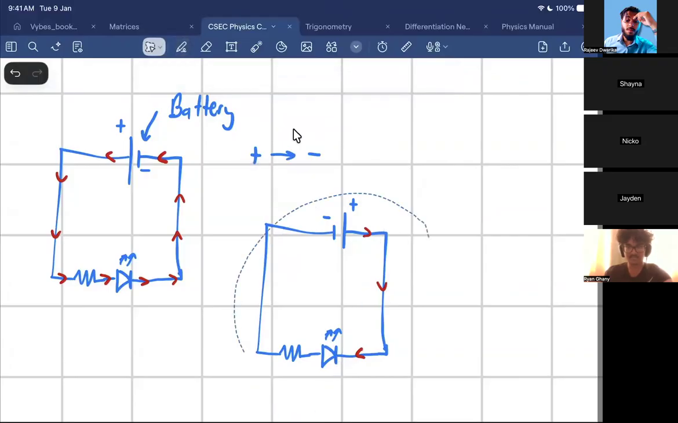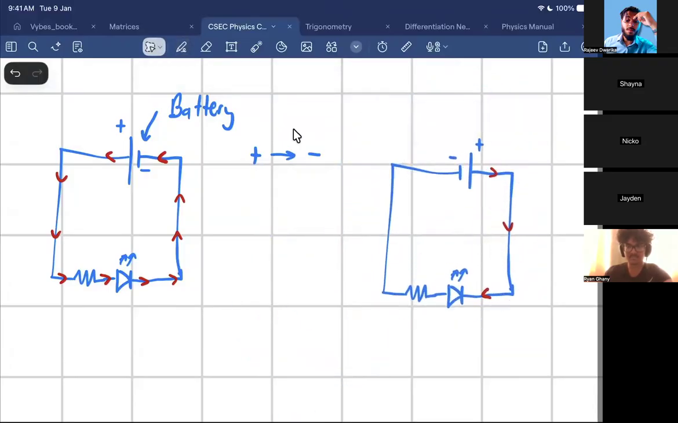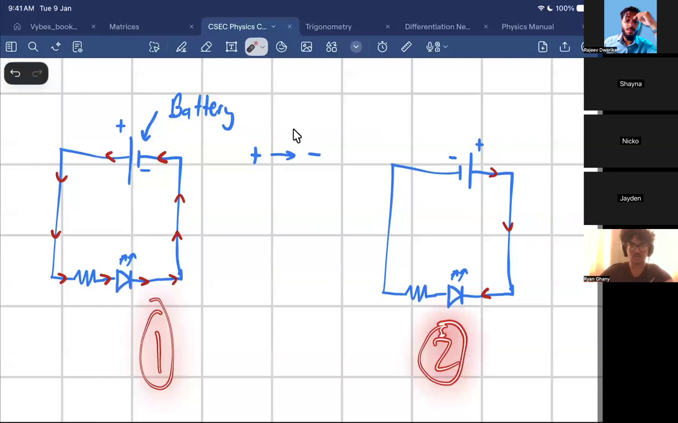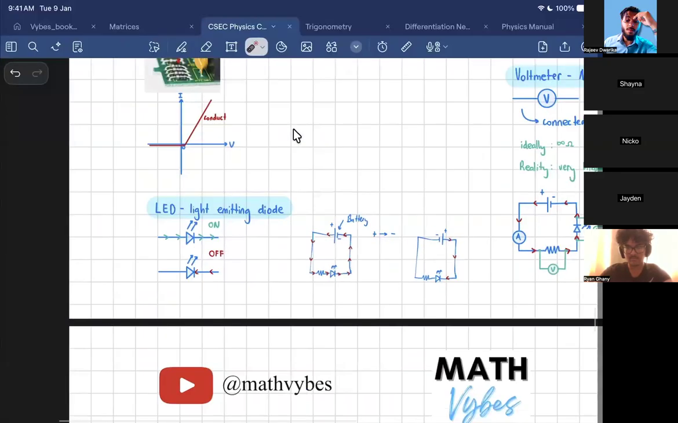So in which scenario would I say I'm in forward bias? Scenario 1 or scenario 2? Which one is forward bias? One. Which one is reverse bias? Two. Right? Okay, cool.